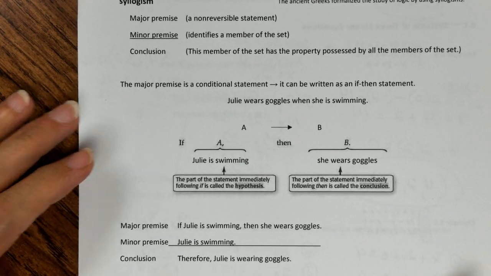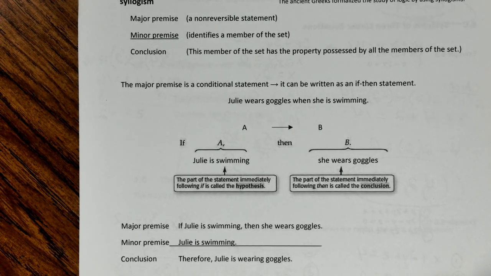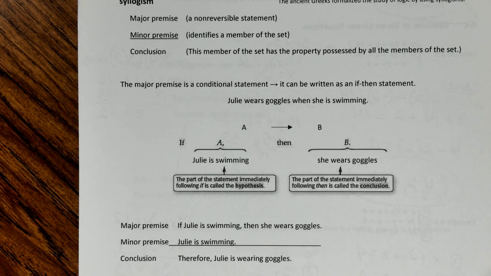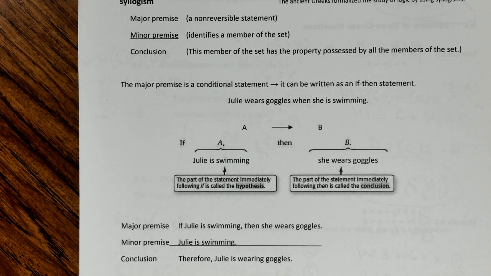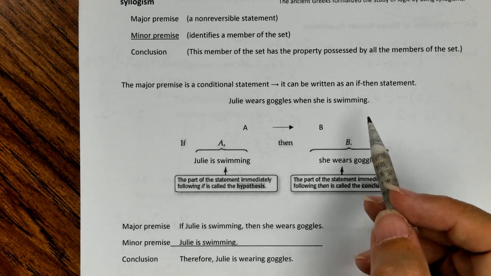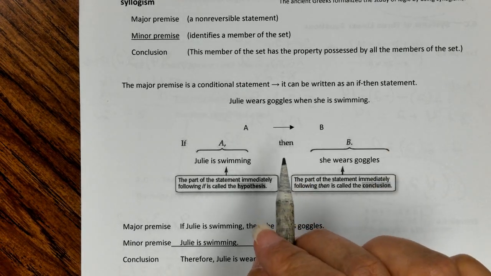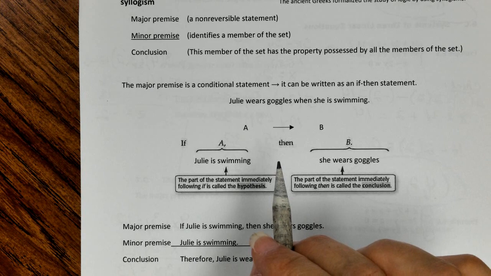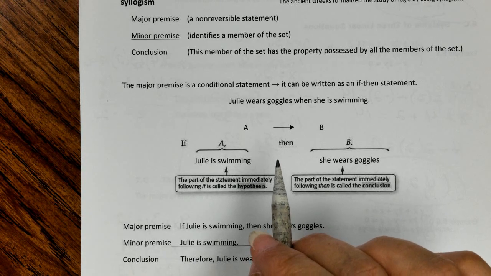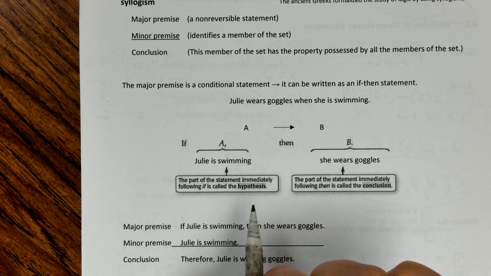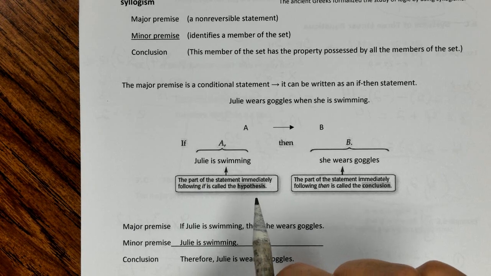So, the major premise is a conditional statement. It can be written as an if-then statement. Even if it doesn't start out as one, you can rewrite it into one. So here we have one about Julie and her goggles. Julie wears goggles when she is swimming. There is no if or then written in that sentence, but we can change it into one. If Julie is swimming, then she wears goggles.